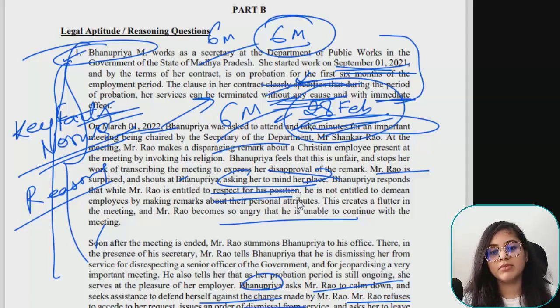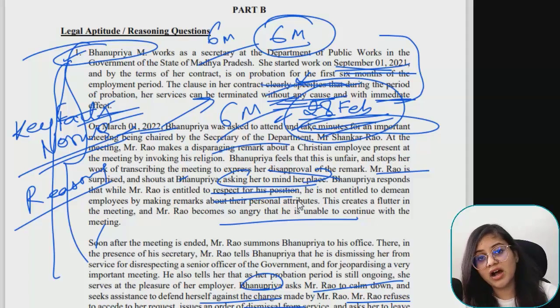Then further, it can be said that if Bhanupriya wanted to express her disapproval, she could have waited until after the meeting and made a remark or approached Mr. Rao personally rather than interrupting the meeting in between. Being an employee, she should have been considerate of such factors.